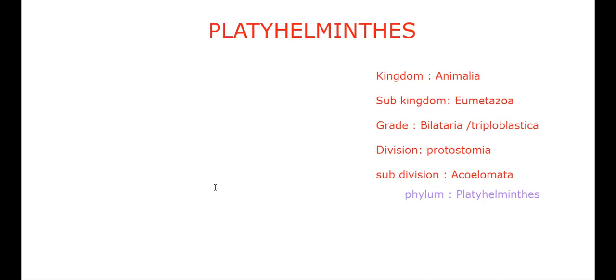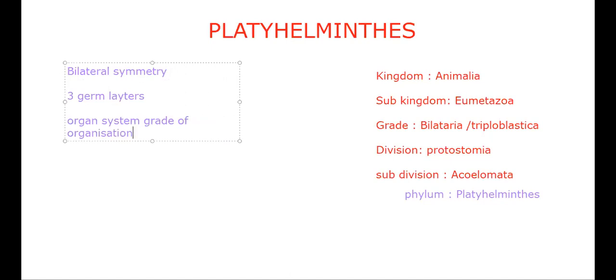Next, with this we come to know the type of symmetry in phylum Platyhelminthes: bilateral symmetry. Next, number of germ layers: 3 germ layers are present. Type of organization: organ system grade of organization is present.